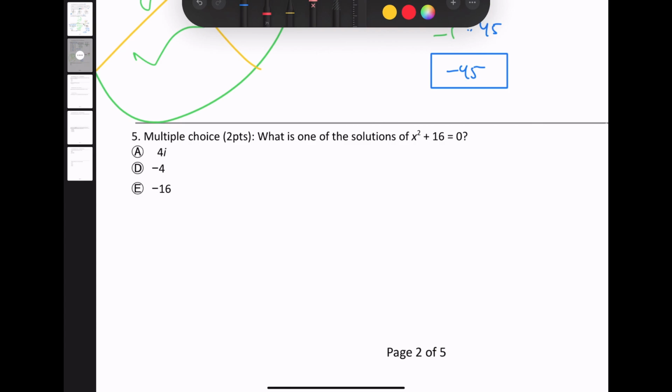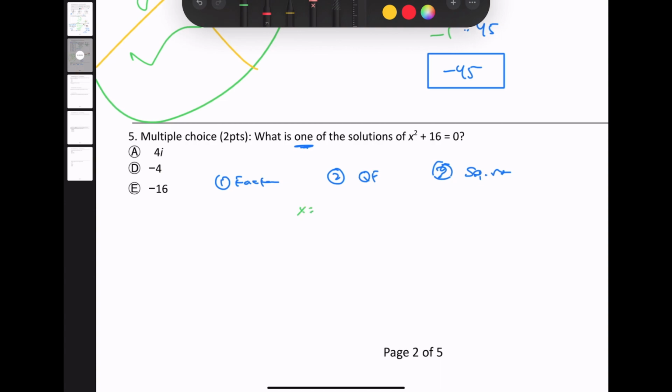What is one of the solutions? I'm going to show you guys how to do this one by factoring. You can also use the quadratic formula, the longest, and then number 3, which would be the square root method, which is probably the fastest. I'll go longest to shortest.